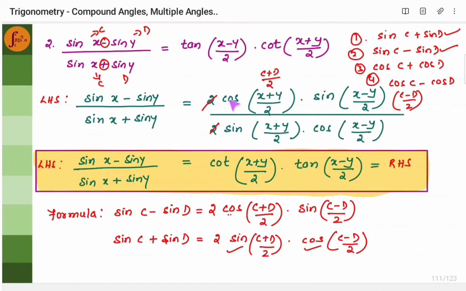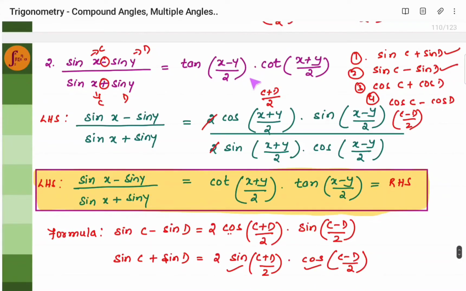Cot x plus y by 2. Cos by sin is cot. Sin by cos is tan. Tan x minus 1 by 2, which is equal to RHS, right? This is what we have to prove. This is our RHS. So we have proven this particular expression.